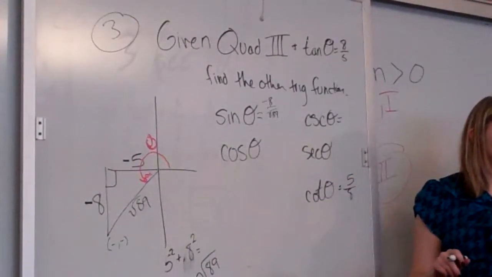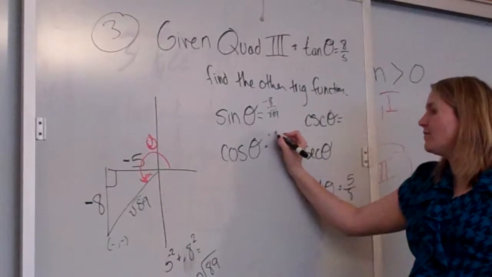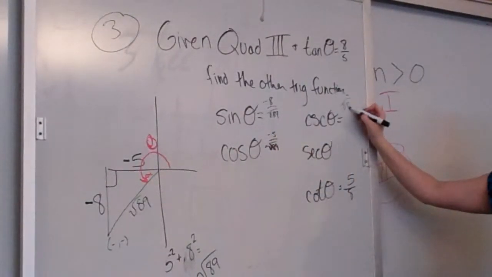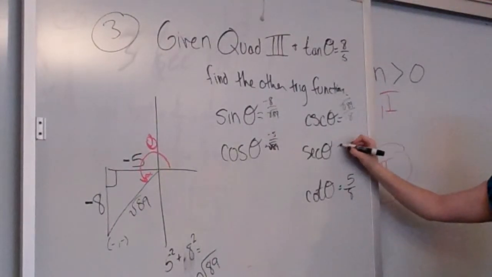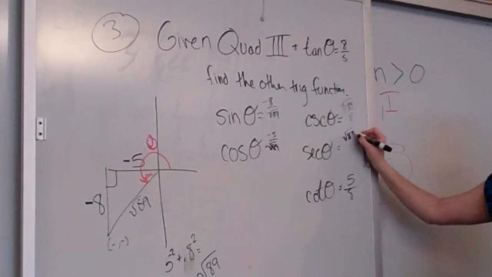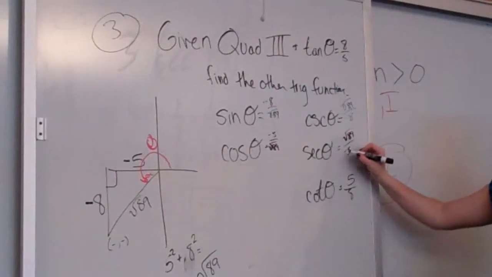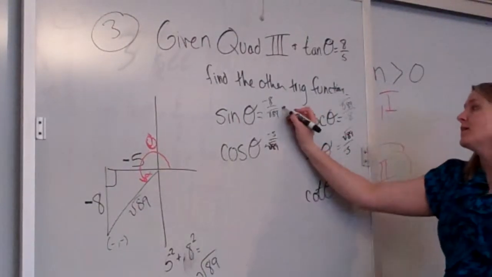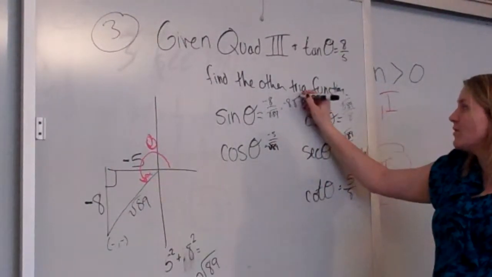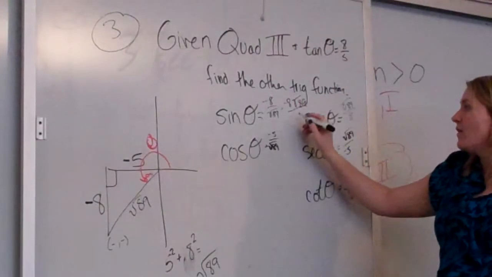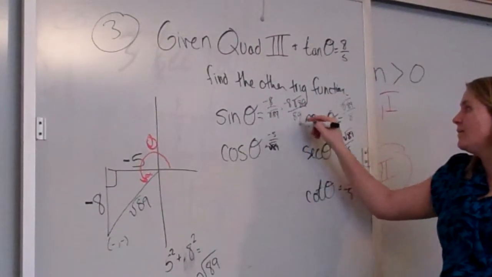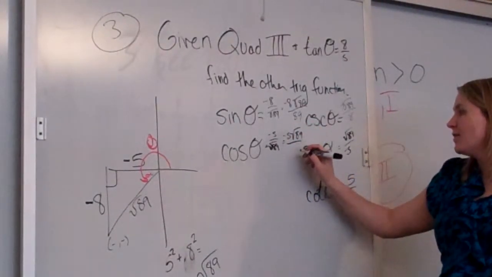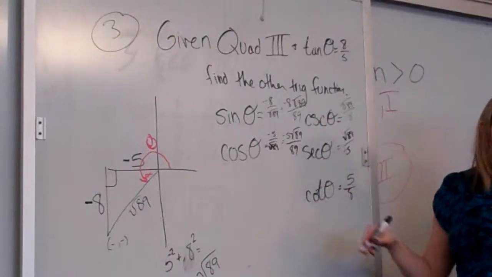Cosine. Negative 5 over square root of 89. We'll go ahead and flip them. Square root 89 over negative 8. Square root 89 over negative 5. I'm going to go back and rationalize these. So it's going to be negative 8 square root 89 over 89. And then negative 5 square root 89 over 89. And those are those other 5.